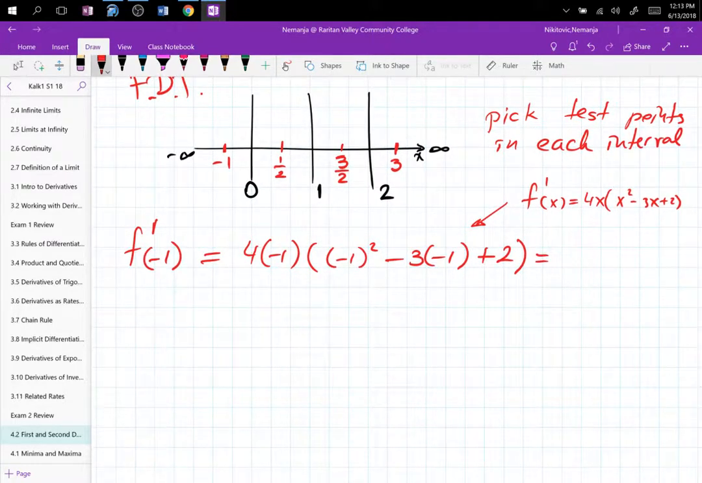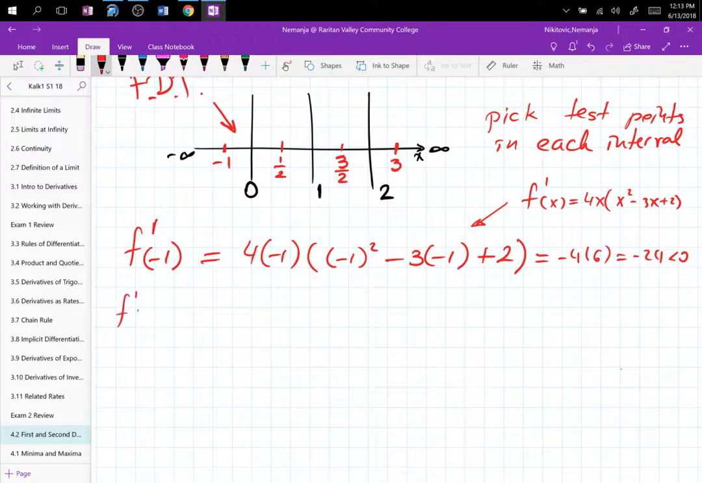What do I have? I have negative 4 times, this is 1 plus 3 is 4 plus 2 is 6, which is negative 24. So it seems that the function is decreasing over here. That's less than 0. Negative 24 is less than 0. The statement up there said if the derivative computed at the test point is less than 0, you have a decreasing function. So I draw the arrow for a decrease.